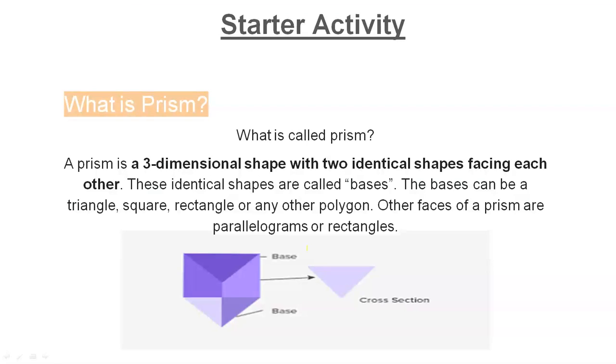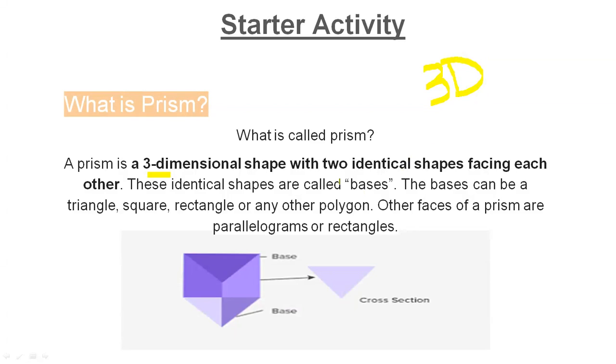So let's do some activity. What is prism? Mostly students think about this shape as the prism. You have to remember the definition, and according to the definition, you have to check whether it's a prism or not. So, what is it? It's a three-dimensional shape. It means it's a 3D shape. When you are calling them 3D shapes, it means we have the length, breadth, and height, while in 2D, we have two dimensions.